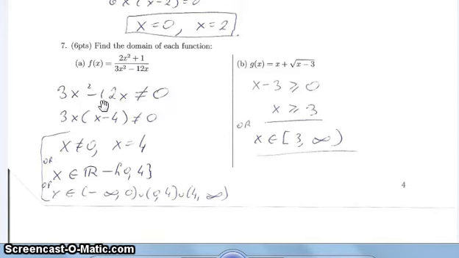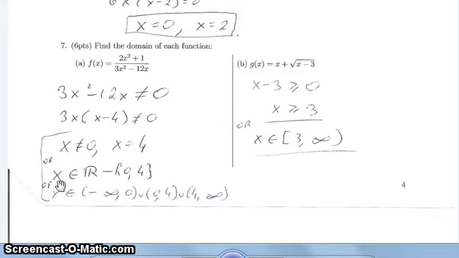I said 3x squared minus 12x not equal to 0, and I just solved this equation. So I factored it and set x not equal to 0, x minus 4 not equal to 0. So I got, I should have crossed this out. You could have written your domain as x not equal to 0, x not equal to 4. There's a mistake here. It should be not equal to 4.